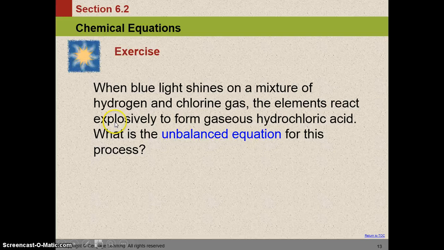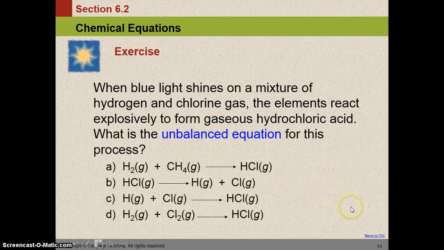The elements react explosively to form gaseous hydrochloric acid. So react explosively, there's my arrow. It points to the product, to form hydrochloric acid, which is gaseous, and it wants the unbalanced equation. So which one of these will it be? You look and see what they talked about first, what the reactants were, hydrogen and chlorine gas. This is the proper way to write hydrogen and chlorine gas, H2 and Cl2, because they're diatomic. You notice the G's are put here to show the state that they're in, and it forms the hydrochloric acid, which is gaseous as well. So your answer is D.